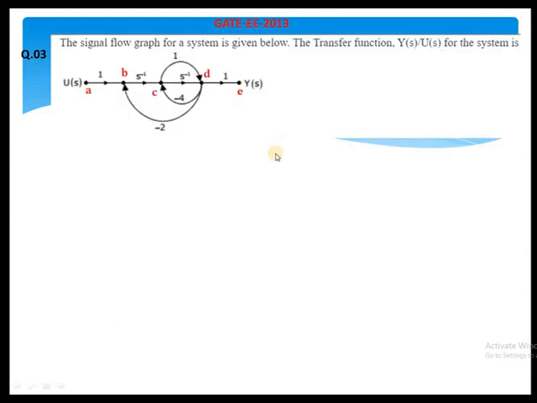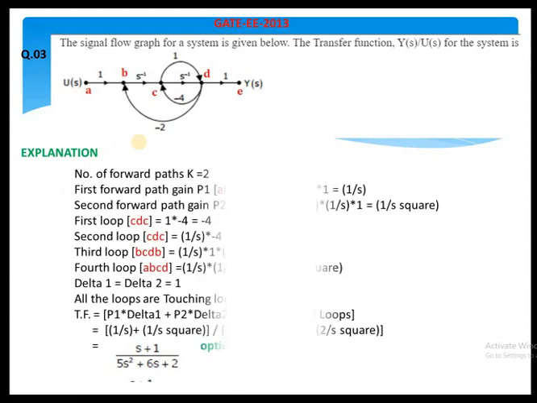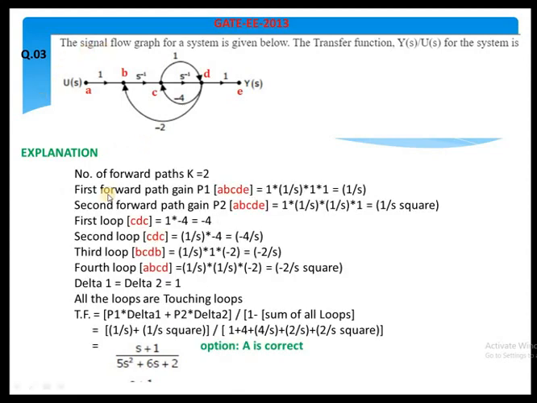The next question is the SFG for the system given below. This is a GATE question from the 2013 paper. We need to identify the transfer function. So first identify the number of loops and also the number of forward paths. So this is the procedure for this. 2 forward paths are possible for the given SFG.